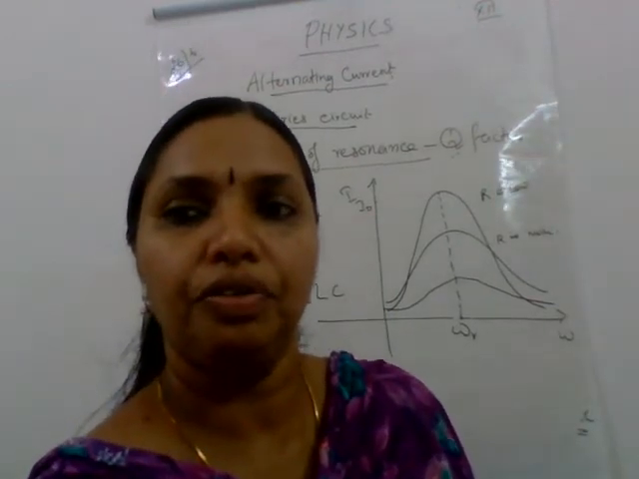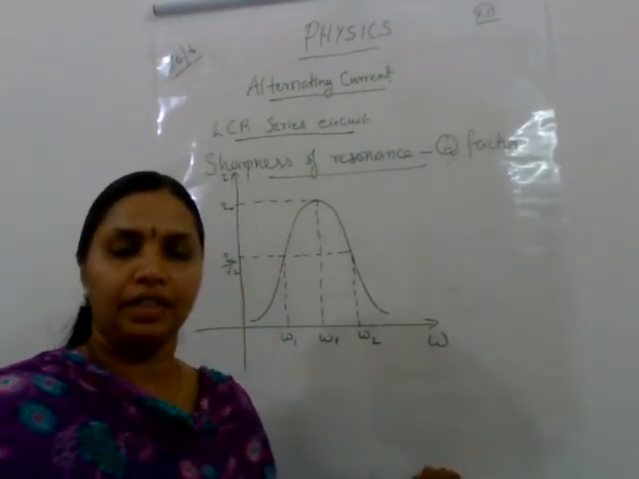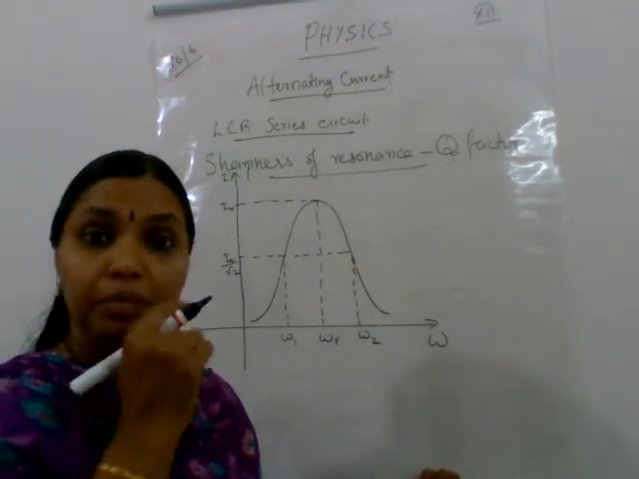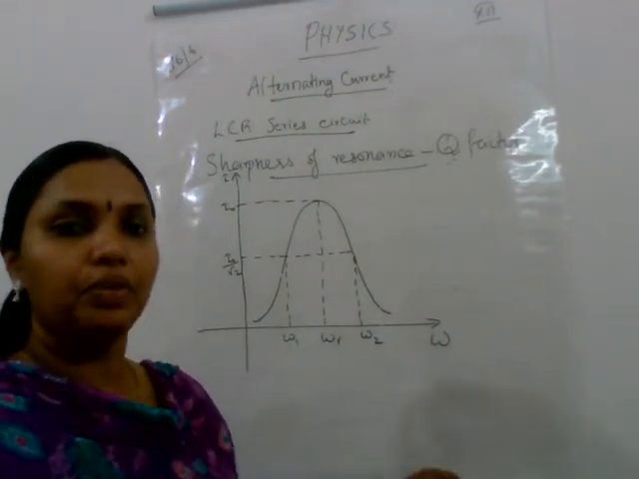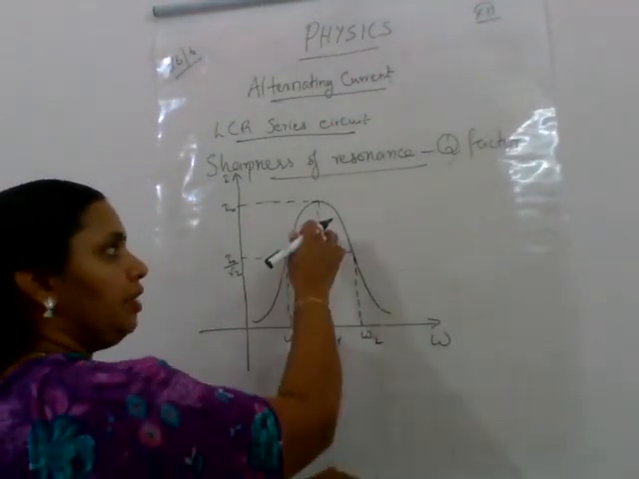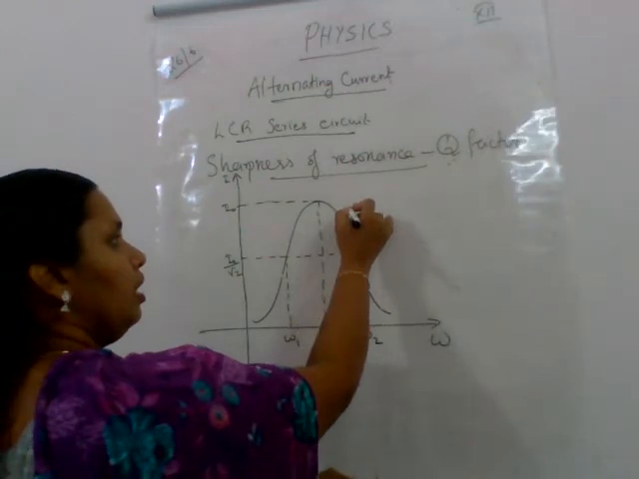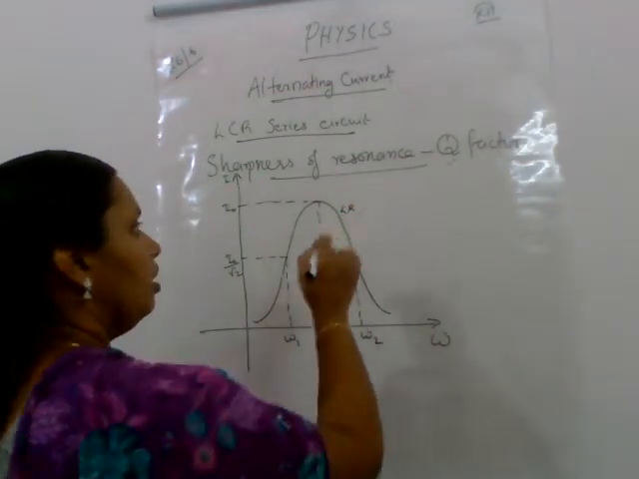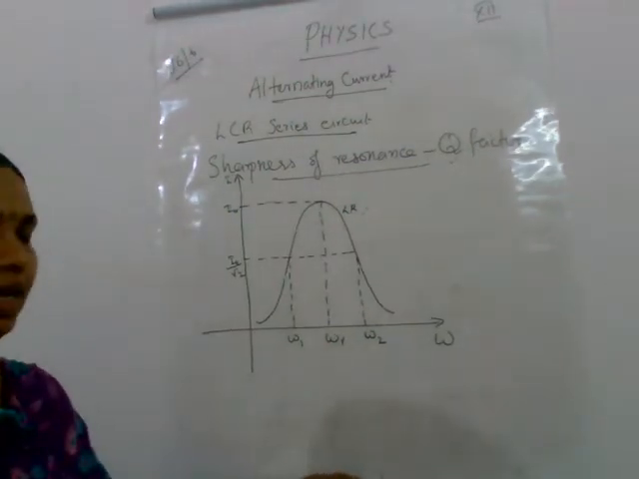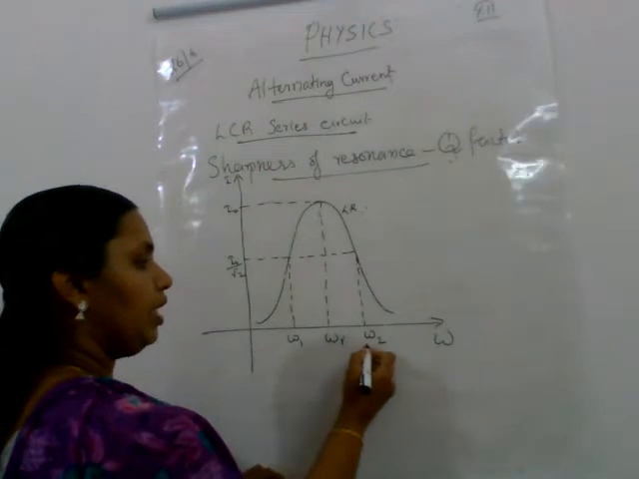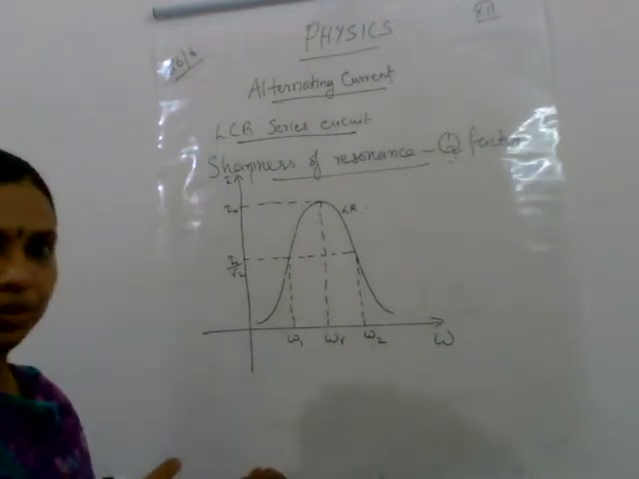So this Q factor is the measurement of sharpness. And how is it defined? You can see from those 3 curves, I have taken this curve only. This is for less value of R. R is less here. I0 is the maximum. And I have considered 2 more frequencies here, one is omega 1 and the other one is omega 2.